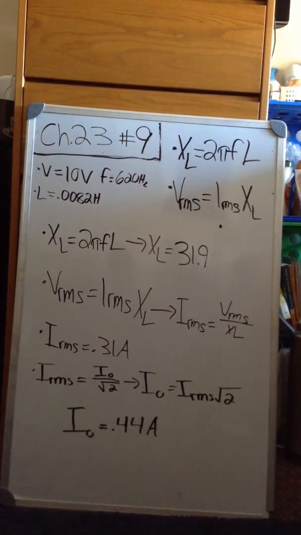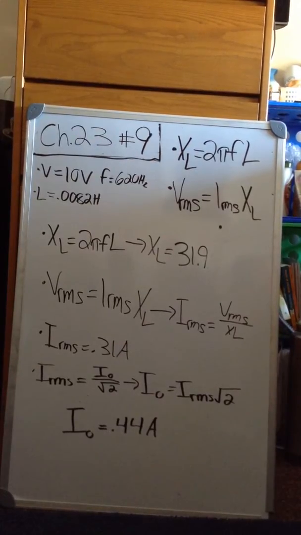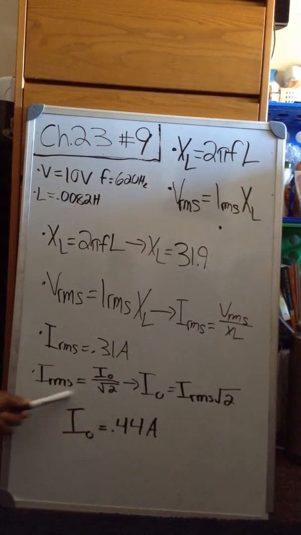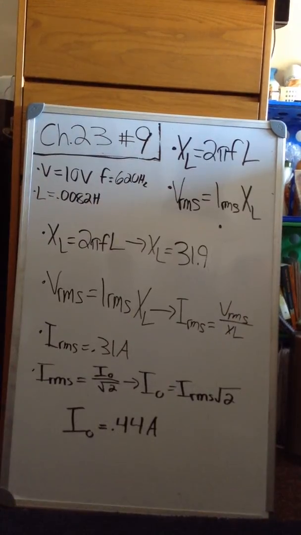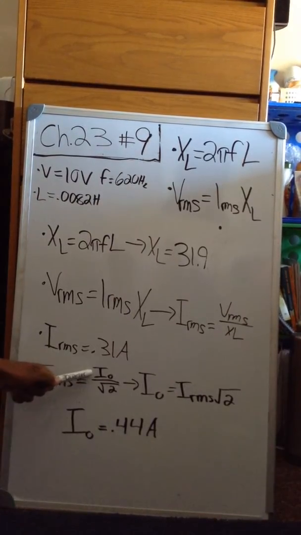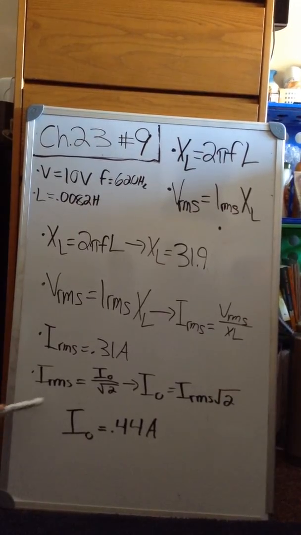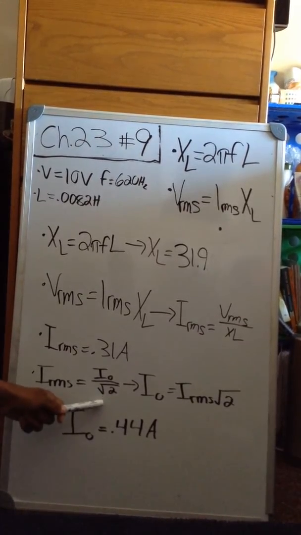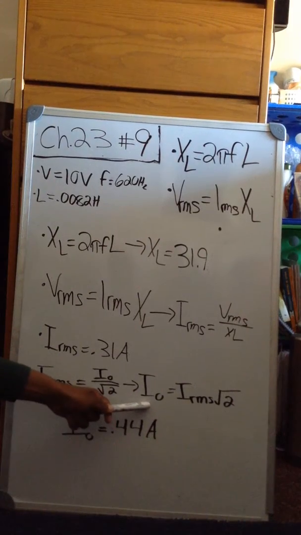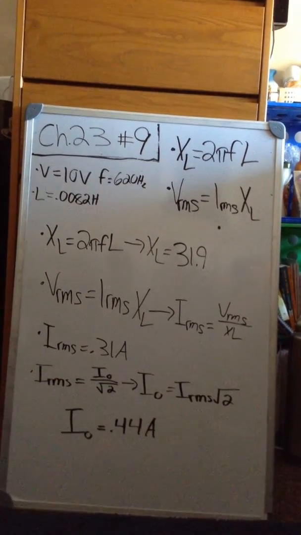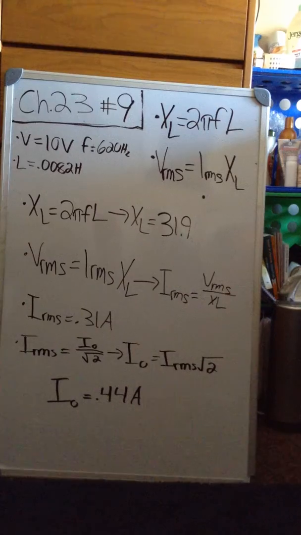But once we get to that point, we're not done. We actually have to go back into chapter 20 and find this equation here that allows us to solve for the peak value. Peak value being symbolized by I naught. So to solve for I naught, we take our RMS value and multiply it by root 2, and then we get our peak value of the current, which I found to be 0.44 amps in this case.